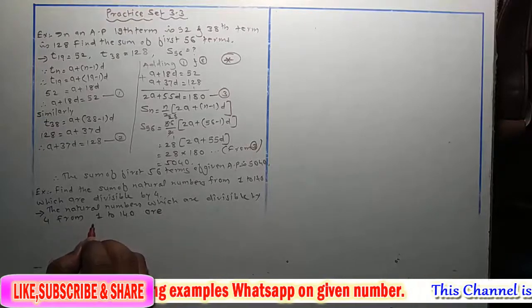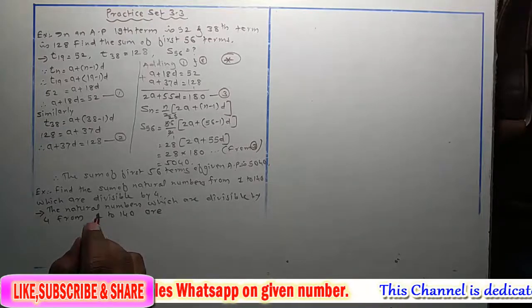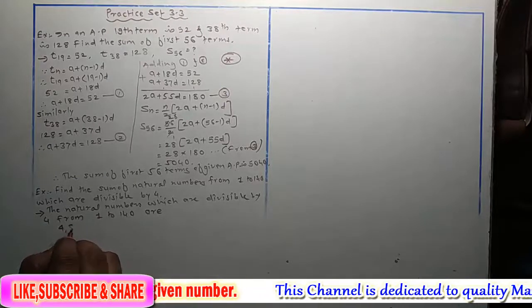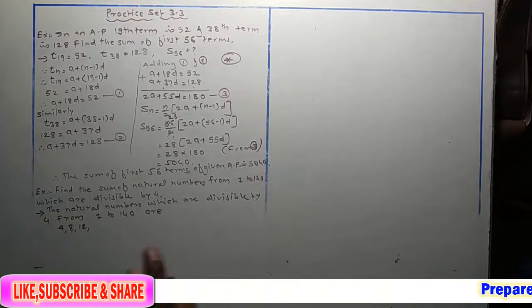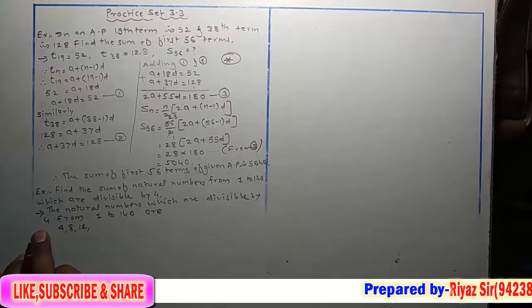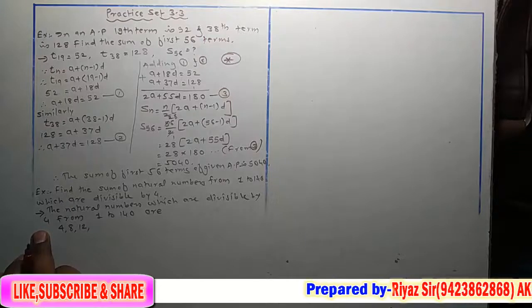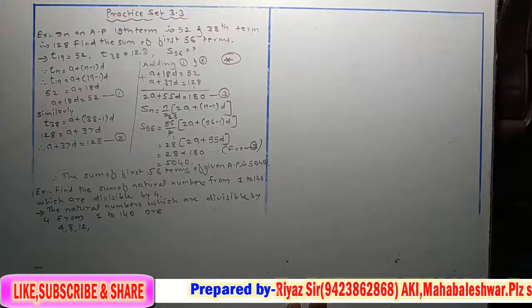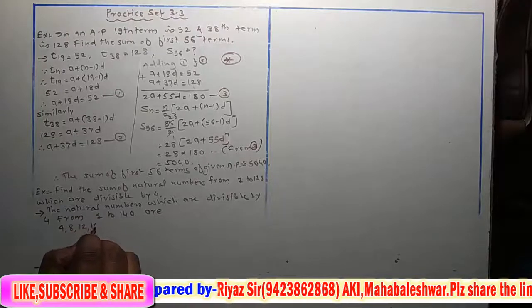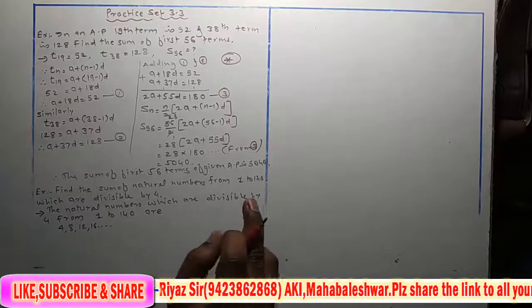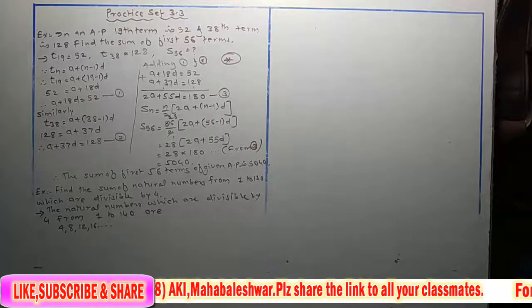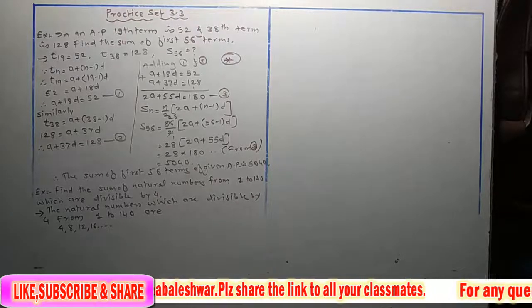So 1 is not divisible by 4, 2 not, 3 no, 4 is the first number, okay, then 8, then 12, right, because we have to find numbers which are divisible by 4. If we have to find numbers divisible by 4, what we do is find the first number and keep adding 4 to it. Okay. So 4, 8, 12, 16 and so on. Now we will see the last number, what is the last number, it is 140. So is this 140 divisible by 4?